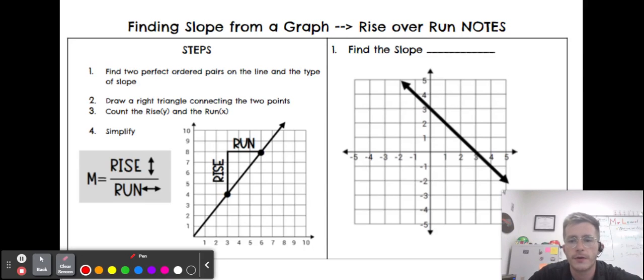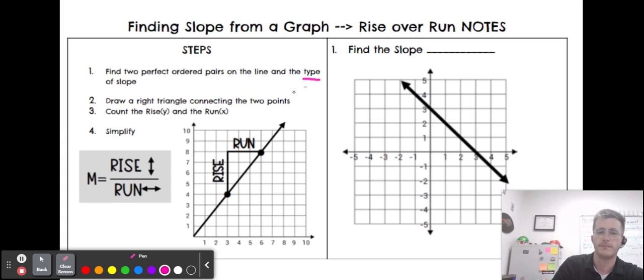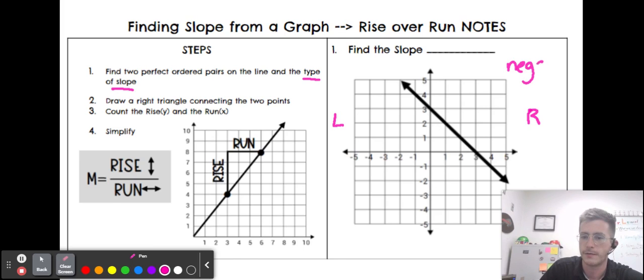All right, finding slope from a graph, rise over run. Let's follow the steps on this first problem. Find 2 perfect ordered pairs on the line and the type of slope. Okay, so first off, the type of slope, I can tell if I'm moving from left to right, left over here, right over here, that my line is going down. So I know that the slope type will be negative. Go ahead and write that down. So I know my final answer should be a negative number.